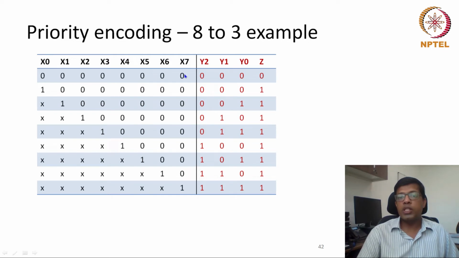So if all of them are 0, then my Z is also 0 and y0, y1, y2 are also 0. Actually they are don't care, but to make it simple we have said so. Now the output Z would be 1 in all other cases because at least one of the inputs is 1.